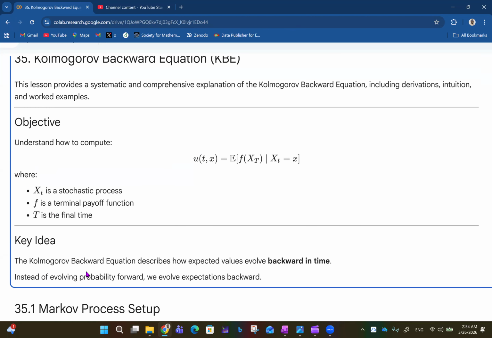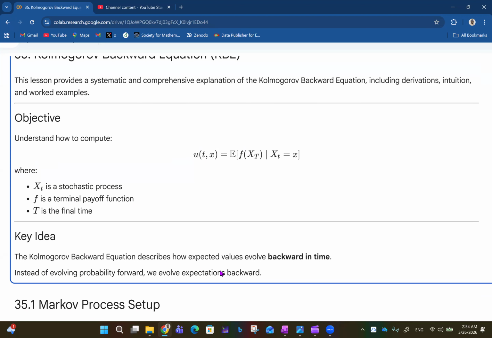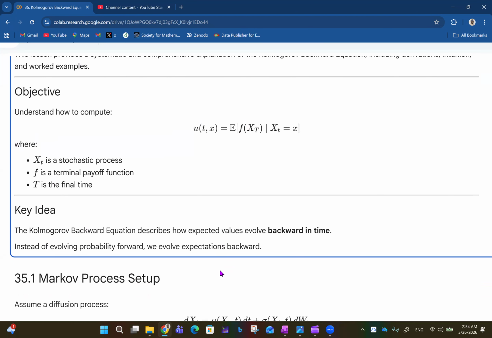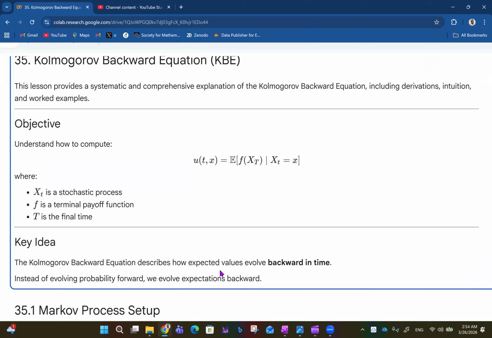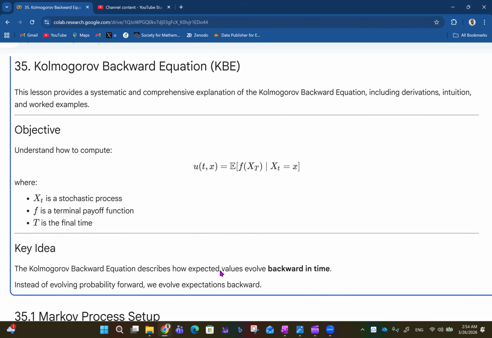So the key idea is that the Kolmogorov backward equation describes how expected values evolve backward in time. So instead of evolving probability forward, we evolve expectations backward. The case of the Kolmogorov forward equation was evolving probability forward, but in this case we evolve expectations backward.